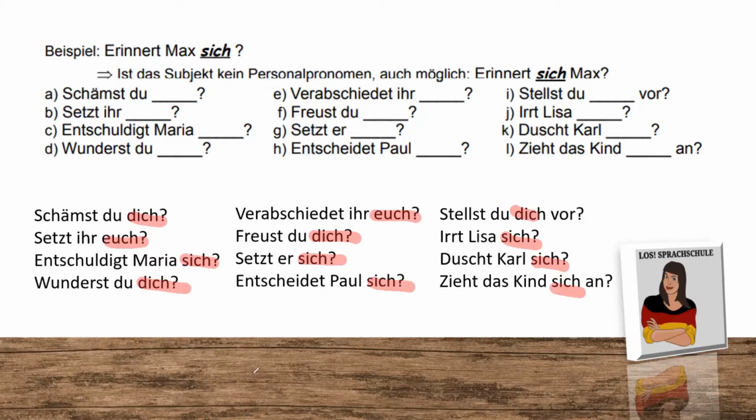We have two examples, I think, with separable verbs. Vorstellen, to introduce, and anziehen, to get dressed, to wear something, to put something on. As you can see, it's like always, we have the prefix at the end, and here we have the conjugated part of the verb.